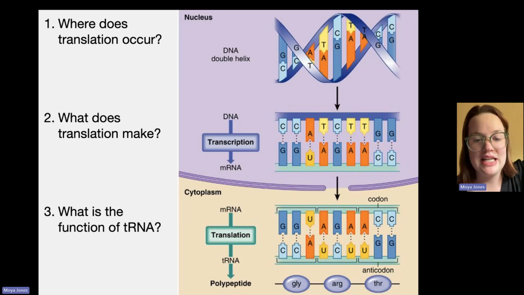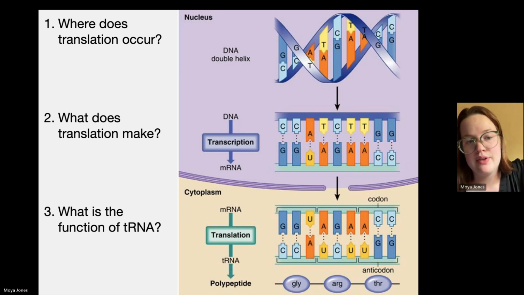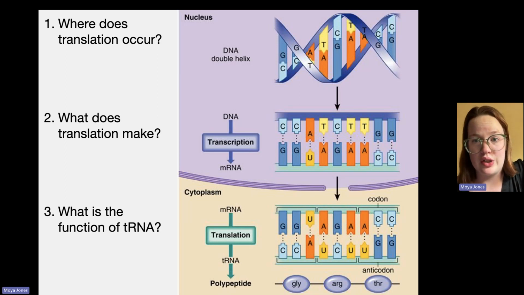Where does translation occur? Translation occurs in the ribosome. What does translation make? The protein. What is the function of tRNA? To deliver the ingredients, the amino acids. The function of tRNA is to deliver the amino acids.